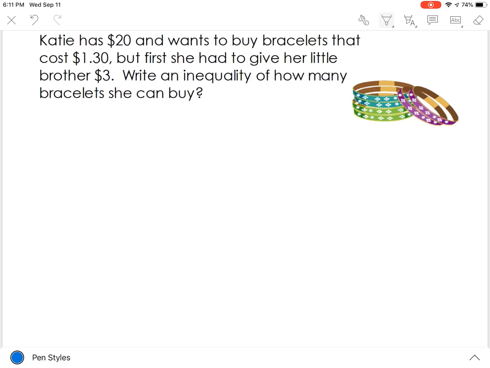So Katie has $20 and wants to buy bracelets that cost $1.30, but first she had to give her little brother $3. We want to write an inequality of how many bracelets she can buy. Well, the problem says how many bracelets can she buy? That's what we're looking for, so that's what our variable is. X is the number of bracelets. Whatever your question is asking you, that's what your variable is 100% of the time. So X is the number of bracelets. That's what we don't know. That's what we need to figure out.